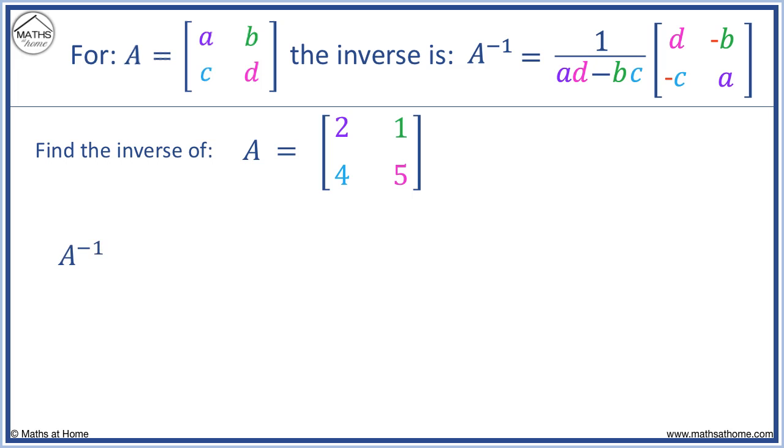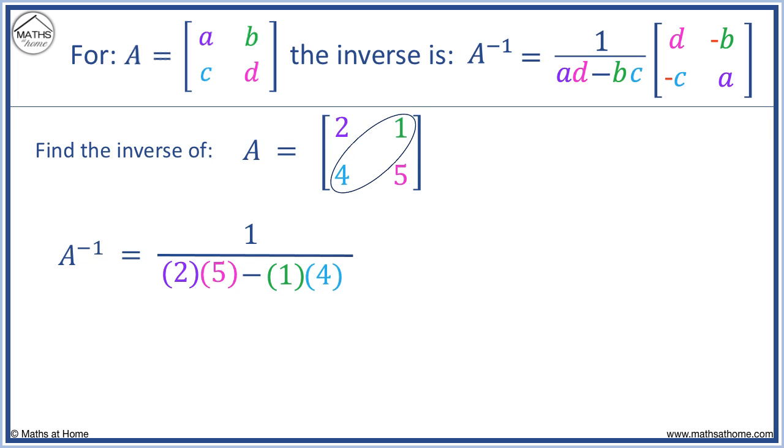The inverse is equal to 1 over 2 times 5 minus 1 times 4, and we switch the positions of 2 and 5, so we have 5 and 2. On the other diagonal, 1 becomes -1 and 4 becomes -4.